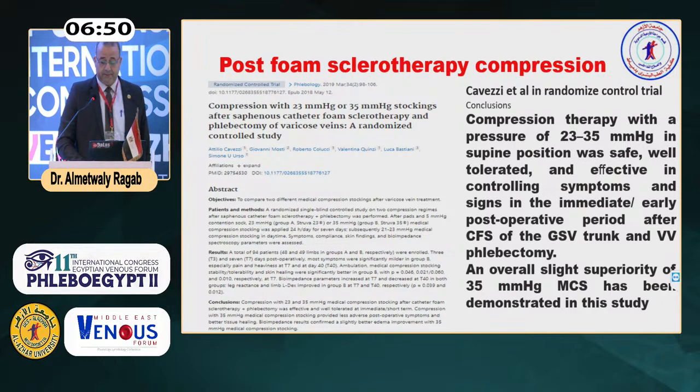Post-foam sclerotherapy compression. Cavezzi et al., in a randomized controlled trial on compression with 23 mmHg or 35 mmHg stockings after saphenous catheter foam sclerotherapy and phlebectomy of varicose veins, recommend that compression therapy with a pressure of 23 to 35 mmHg in the supine position was safe, well tolerated, and effective in controlling the symptoms and signs in the immediate early post-operative period after catheter foam sclerotherapy of the great saphenous vein trunk and varicose vein phlebectomy. An overall slight superiority of the 35 mmHg medical compression stocking has been demonstrated in this study.